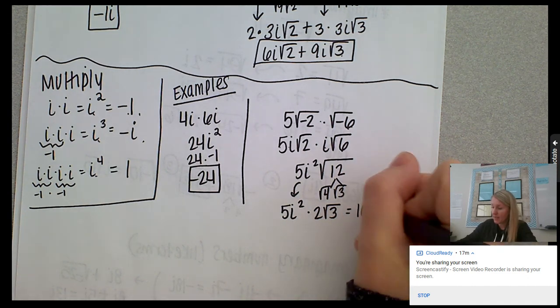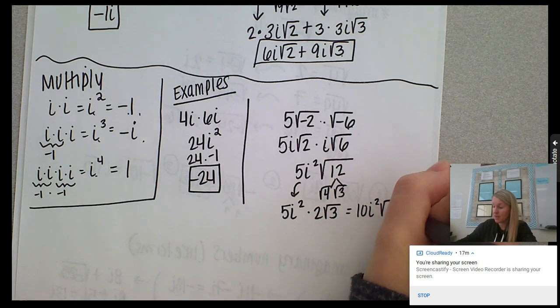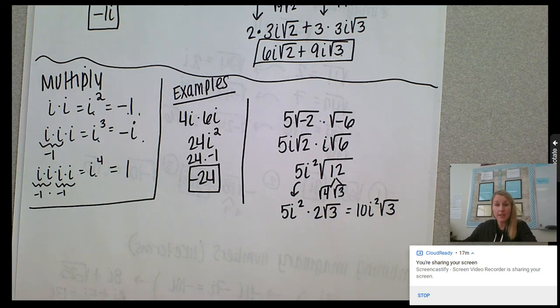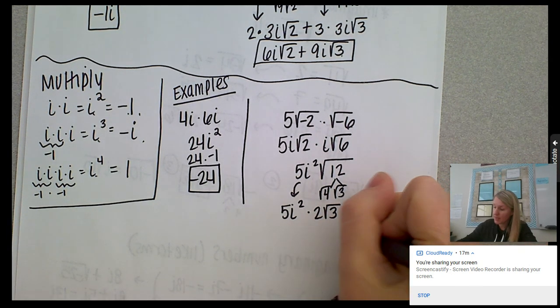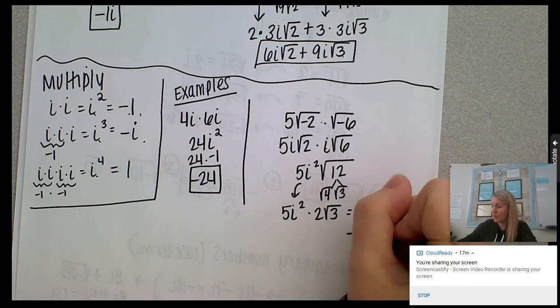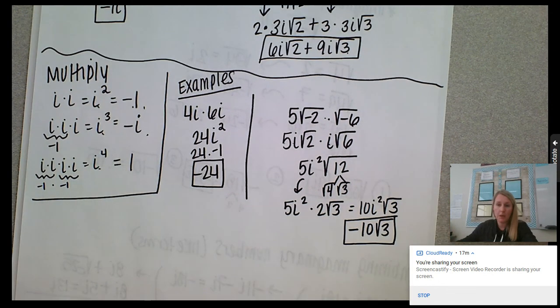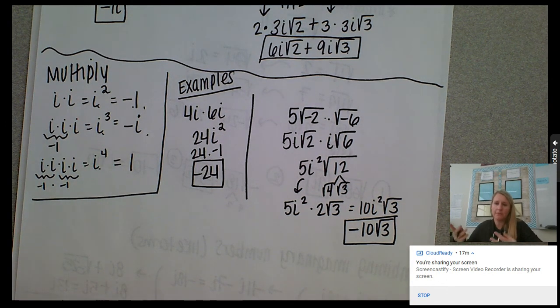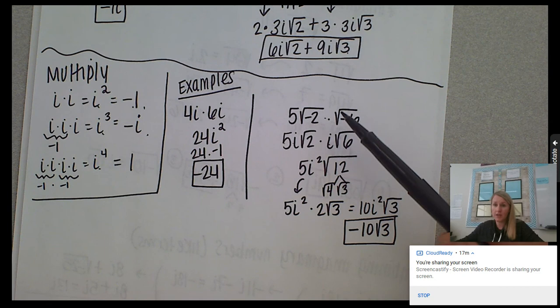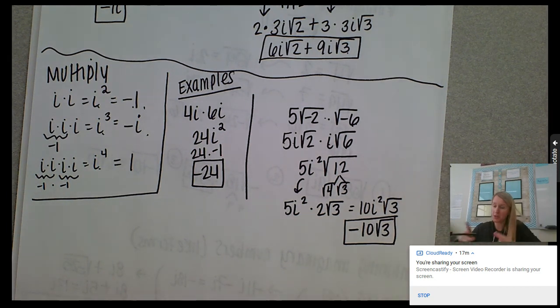So that would be 10i squared, square root of 3. But anytime we see an i squared, we replace it with -1. So 10 times -1 would be -10 square root of 3. What a beauty. So once again, you've done radical stuff before. This isn't new. Maybe it's a little rusty, I'll give you that much. So it may have been a while since you've done it.